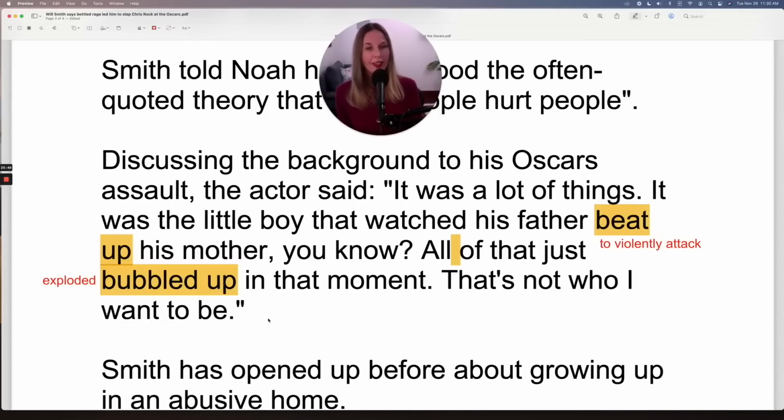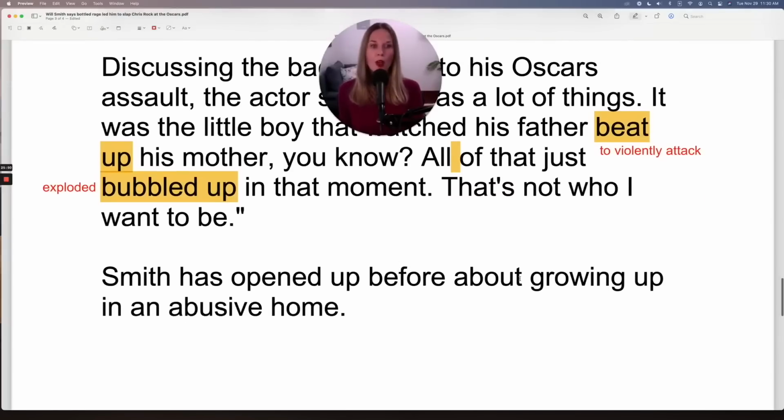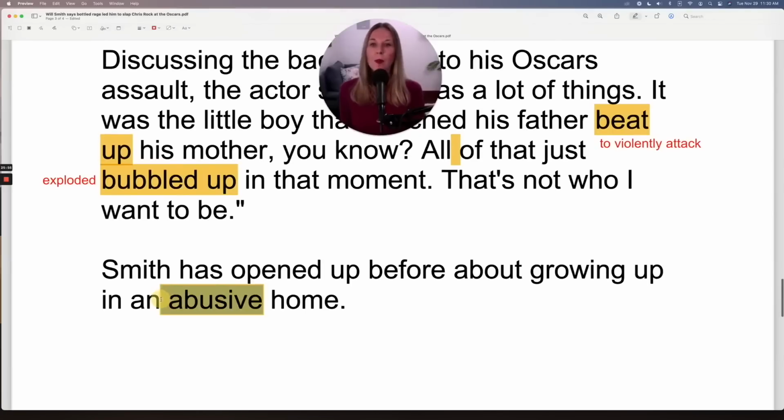Well, I'm glad to hear that, Will Smith. Smith has opened up before about growing up in an abusive home. So an abusive home is a home where you either witness violence, like he witnessed his father beat up his mother, or he also could have received violence himself. So it's possible that his father also beat him up. That is what we would describe as an abusive home.